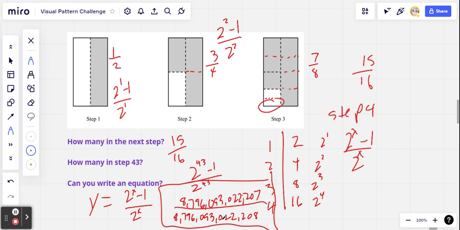Well, how did that go for you? A pretty crazy answer, but I think we were able to get there because we saw the pattern, the exponential pattern in the denominator, and that the numerator was always just 1 less than the denominator.